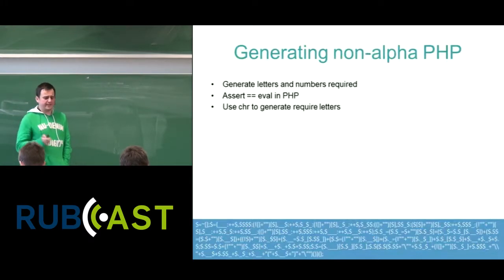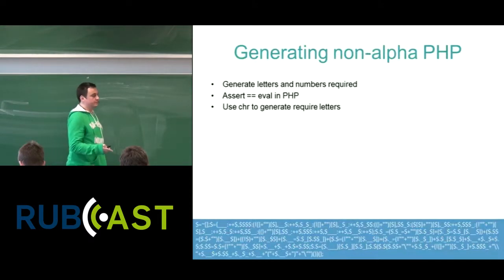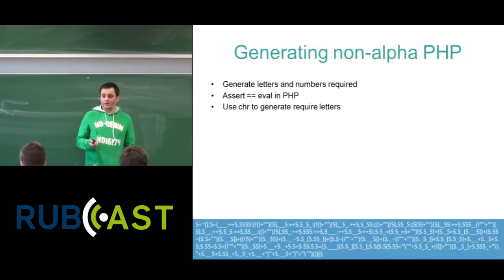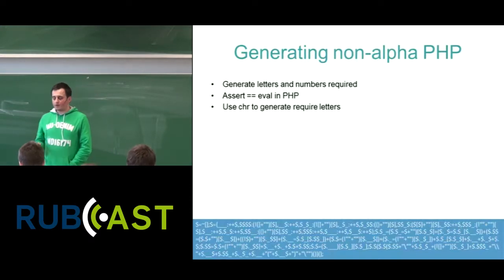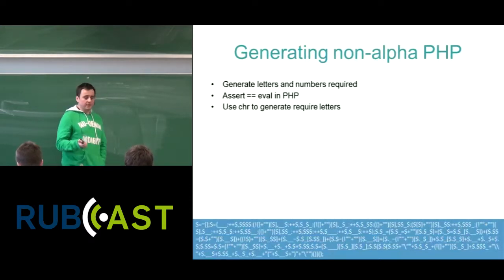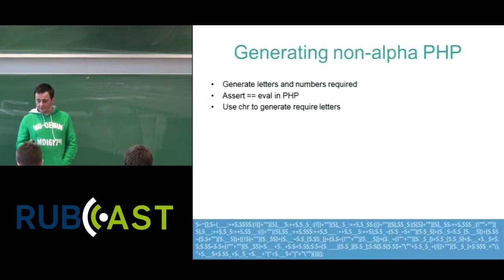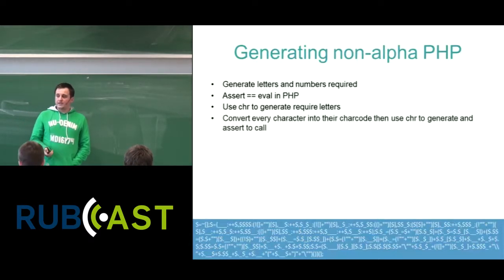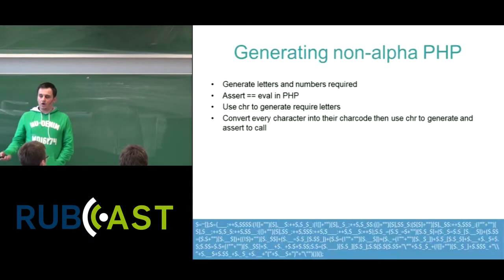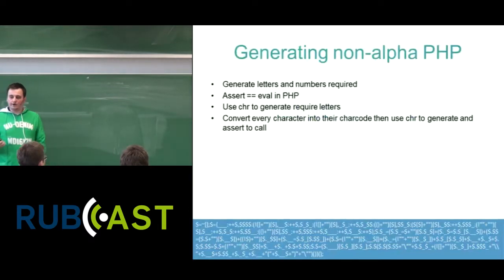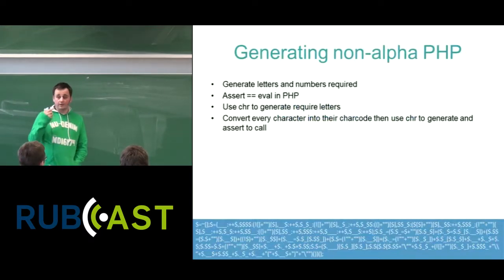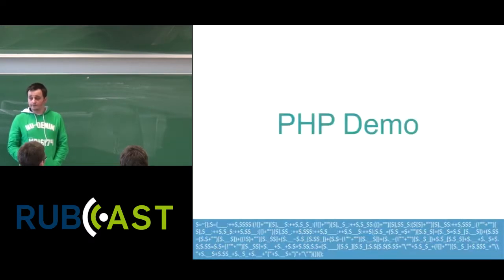So PHP has a character function, which is similar to the technique I displayed in JavaScript, but instead of using octal escapes, we're using the chr function in PHP. So we need to generate chr, and we need to generate assert, and we need to generate the numbers, and then we can create the encoder. And I'll give you a demo.